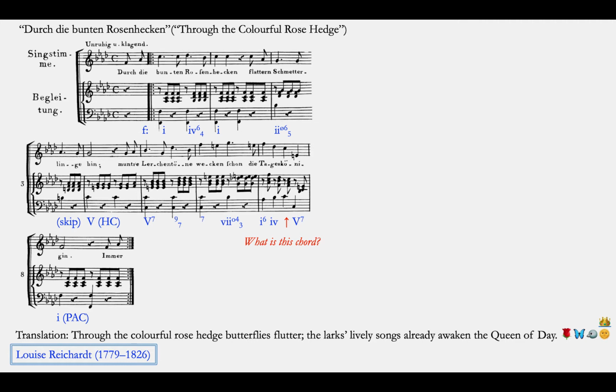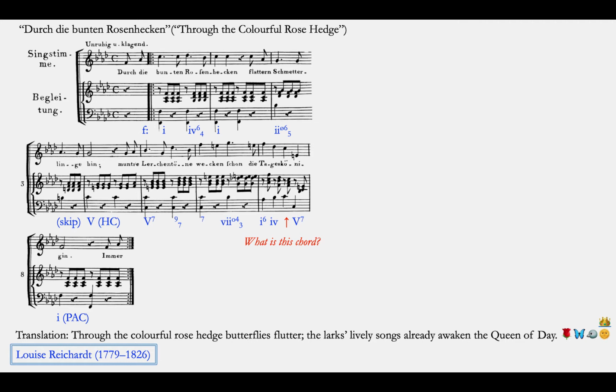Durch die bunten Rosenhecken flattern Schmetterlinge hin, bunte Lerchentöne wecken schon die Tageskönigin. Immer wahr.